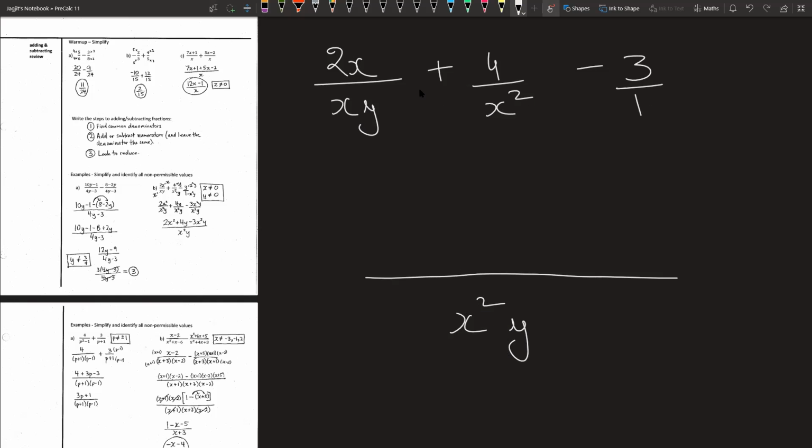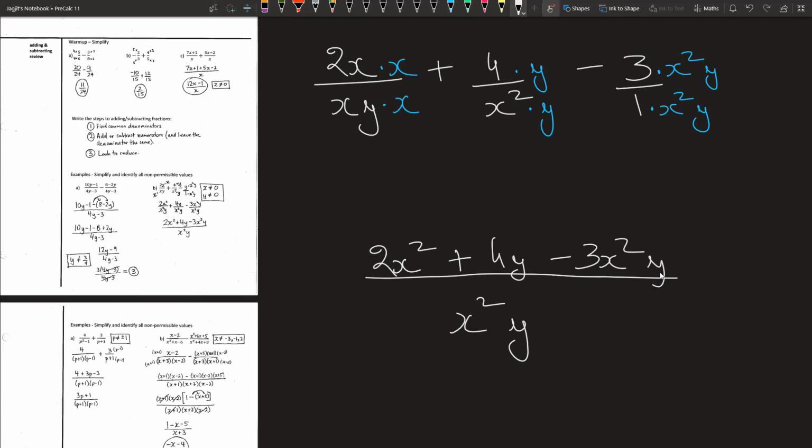This is xy. I want to make it x squared y. Means you multiply the bottom by x and the top by x. How do I make this into x squared y? You multiply this by y and you multiply the top by y. What about this? Well, you multiply this with x squared y and you do the same for the top. So this becomes 2x times x, which is 2x squared. This becomes 4y, and this becomes minus 3x squared y.